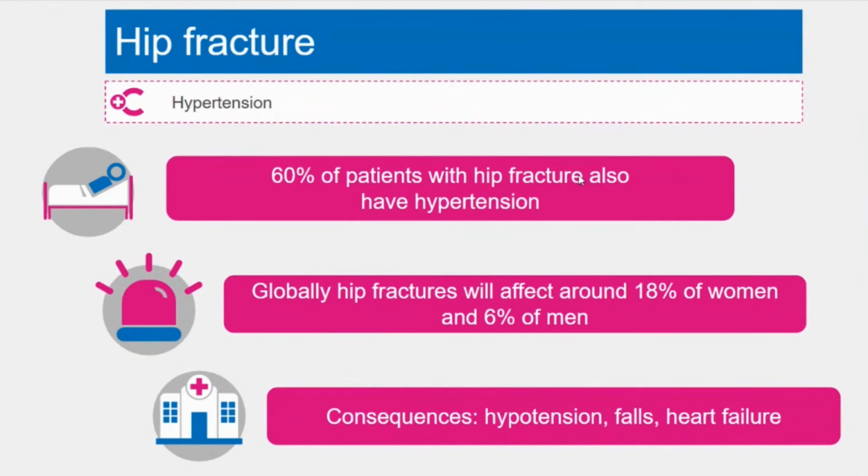Globally, hip fractures will affect around 18% of women and 6% of men. There are about 65,000 hip fractures in the UK every year. And if the hypertension isn't managed correctly, then you will get hypotension, probably postural hypotension, falls, and heart failure. It's quite possible that postural hypotension caused the hip fracture in the first place.